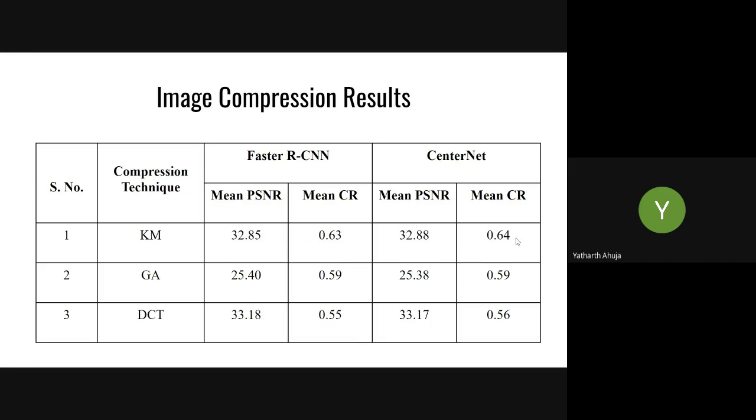So these are the aggregated results obtained after testing, and as we see, DCT performs very well, whereas GA offers a moderate compression ratio with the least PSNR of the set, and K-means offers the worst compression ratio with a decent PSNR.